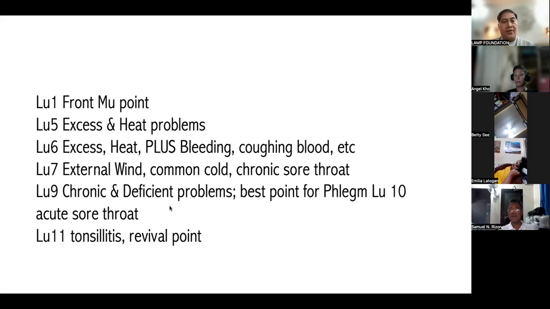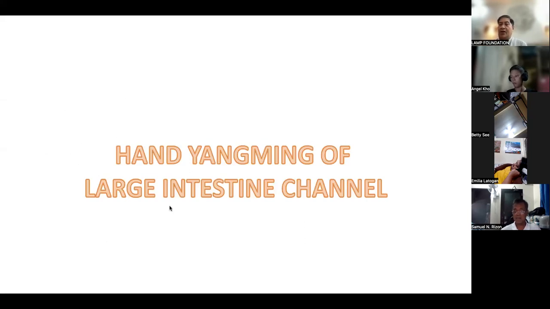Lung 9, chronic and deficient problems, best point for phlegm. Lung 10 is for acute sore throat. Lung 11 for tonsillitis, revival point. Good? Okay. Any questions for lung channel? So I presume you have mastered already both the pathways and the points. Okay, so next we go to Han Yangming of large intestine channel.